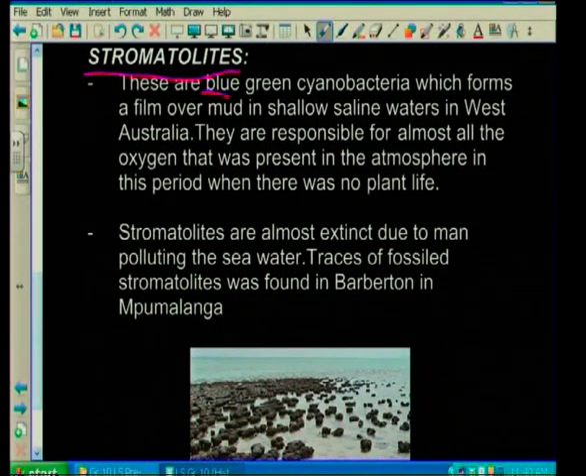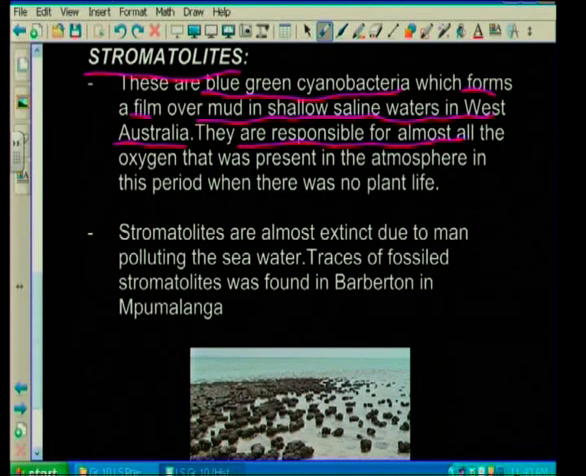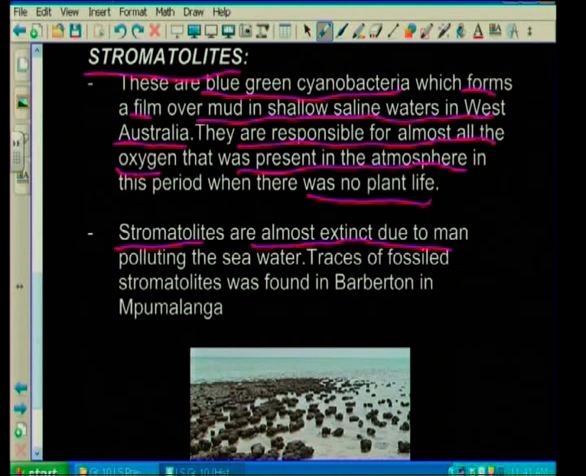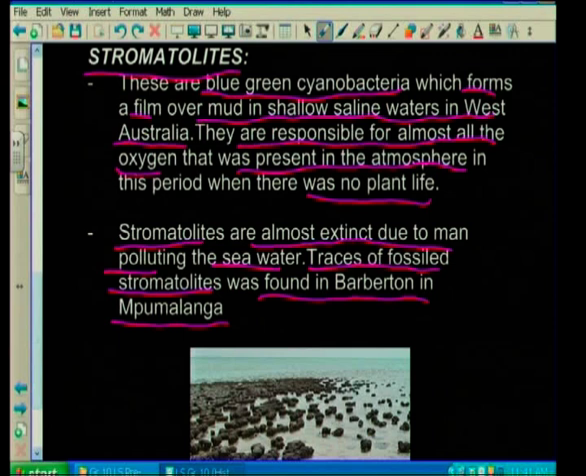These are blue-green cyanobacteria, which form a film over the mud in shallow saline waters in West Australia. They're responsible for almost all the oxygen that was present in the atmosphere when there was no plant life. Stromatolites are almost extinct due to man polluting the seawater. Traces of fossilized stromatolites were found in Barberton in Mpumalanga.